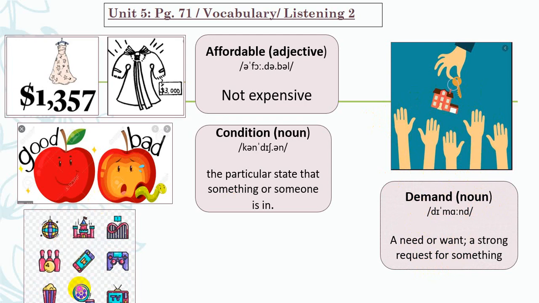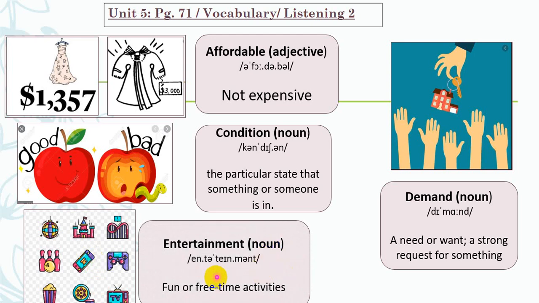And what do you see here? Oh my god, there are so many different things which everyone likes to do. Like it's bowling, using mobile, watching TV, playing a video game, or visiting a place maybe. So these all are things which you do in your free time. These are fun activities. So all these things are called entertainment. It's a noun. Entertainment. Okay.